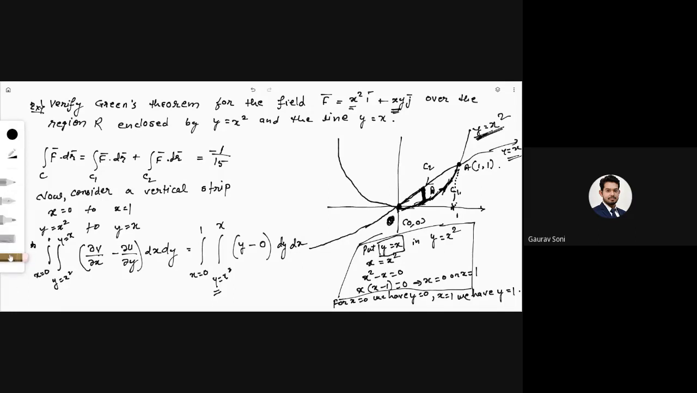If you are writing it, draw the diagram, because I am going to rub the diagram now as its purpose is done.